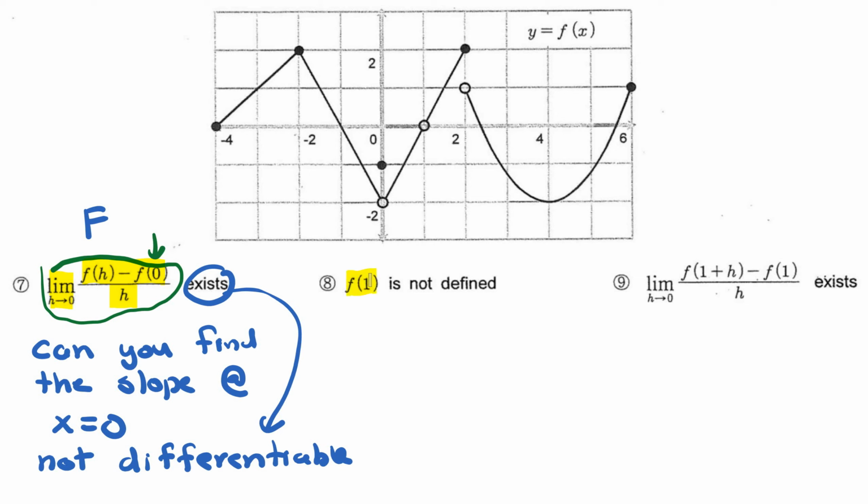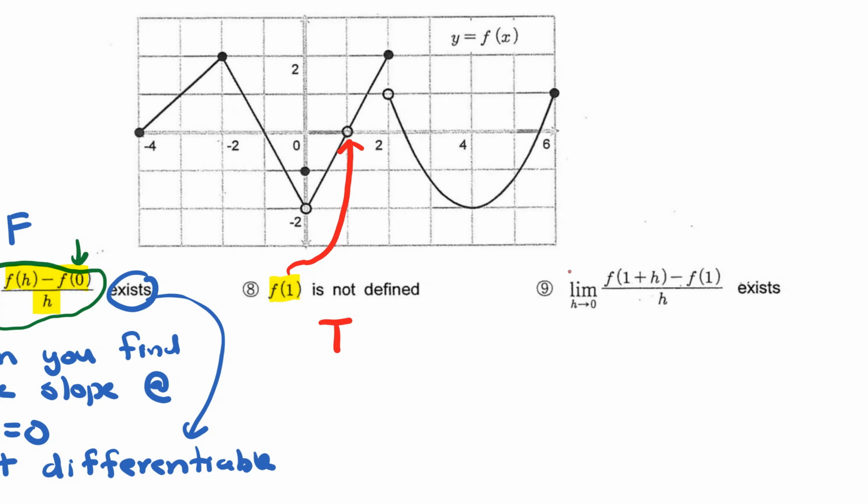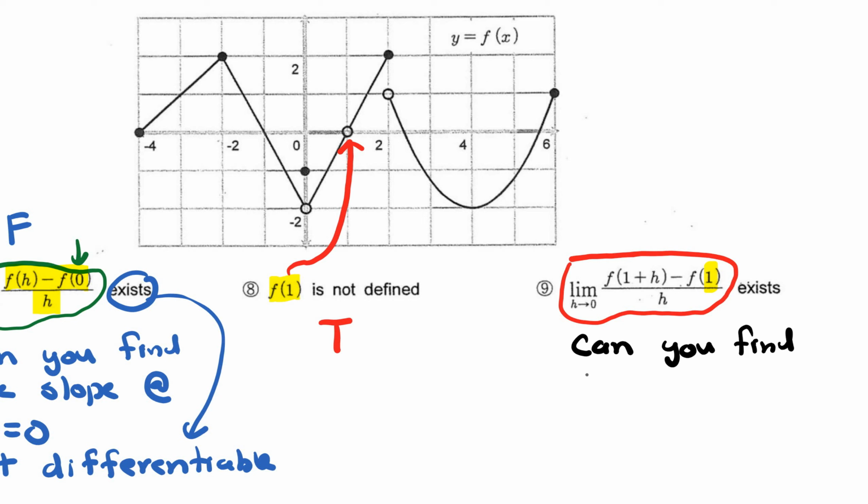F of 1 is not defined. Okay, so f of 1 is right there. There's a hole there, so true, it's not defined. There's a hole there, so nothing exists. And then over here, I have the definition of the derivative again, and the value that we're looking at is going to be positive 1, right? So basically this means, can you find the slope? That's what the definition of the derivative means, at x equals 1.